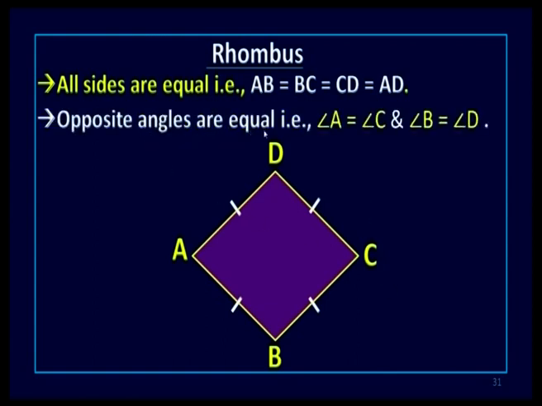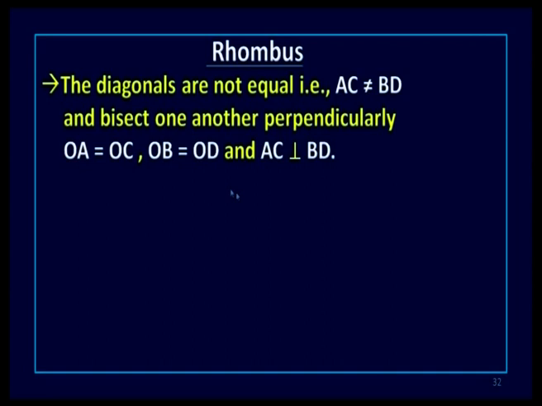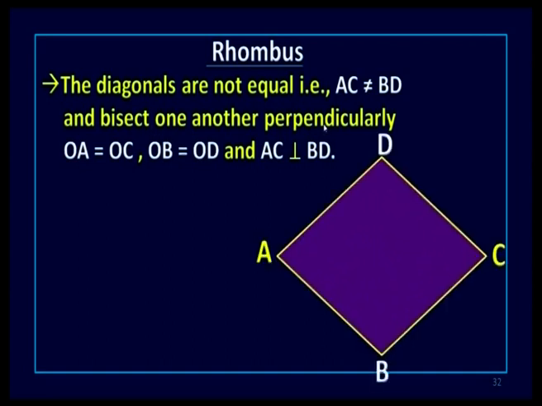Opposite angles are equal. See children, in a parallelogram also opposite angles are equal, in a rhombus also opposite angles are equal, means angle A equal to angle C, angle B equal to angle D. The diagonals are not equal. See children, here I am taking rhombus ABCD, I am taking diagonal AC, diagonal BD, they are not equal, but what are you observing, children? Yes, they are bisecting each other and they are perpendicular.